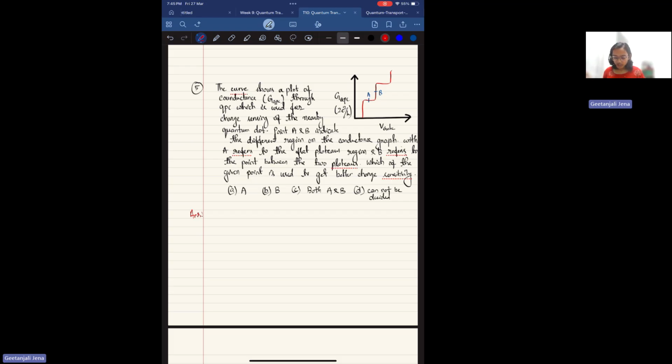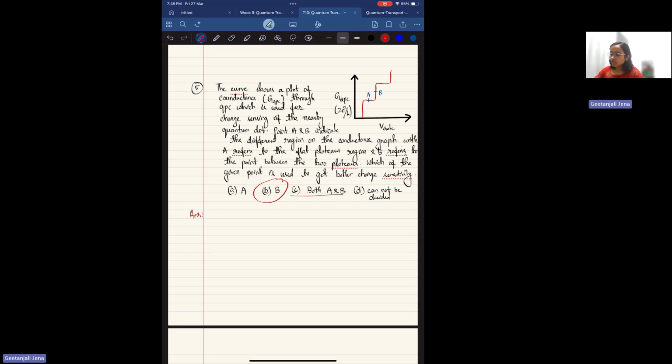Okay, so let us see the answer to it. Option A is point A, option B is point B, option C is both point A and B, option D cannot be decided. So the answer to this is option B.